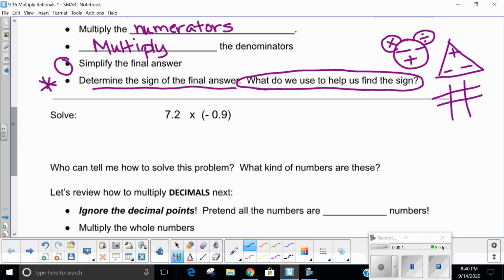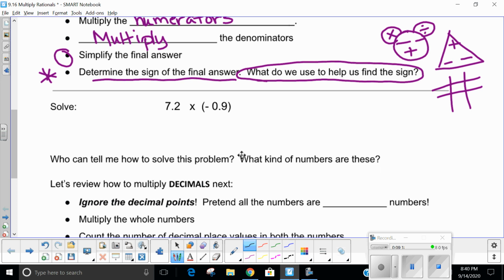So how would you solve this problem right here? 7.2 times negative 0.9. Okay, can anybody tell me how to solve this? And I'm going to put the Google Classroom on pause while we talk. Okay, now we're back. So we had some discussion. So what we decided was we can just do regular multiplication here, but what we need to do, we need to ignore the decimal points.